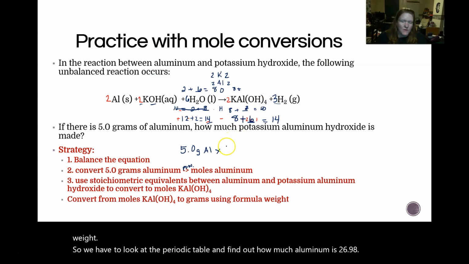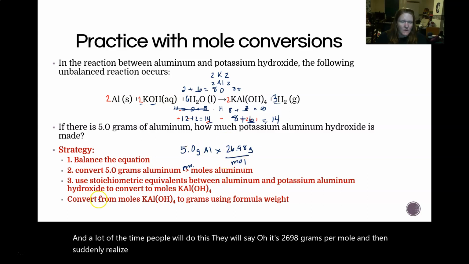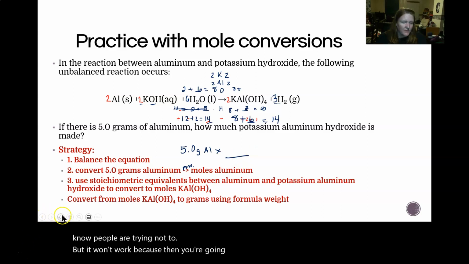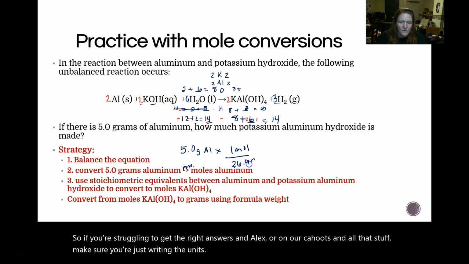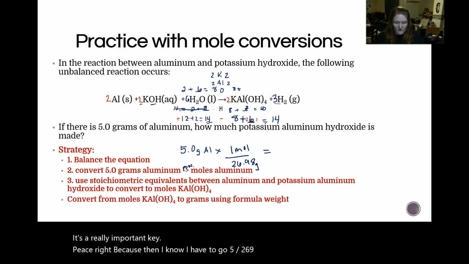And a lot of the time people will do this. They will say, oh, it's 26.98 grams per mole, and then suddenly realize that nothing cancels. This is the point of writing units on everything you do. I know people are trying not to, but it won't work because then you're going to do your math upside down. So if you're struggling to get the right answers in ALEX or on our Kahoots and all that stuff, make sure you're just writing the units. It's a really important key piece, right? Because then I know I have to go 5 divided by 26.98 instead of 5 times.